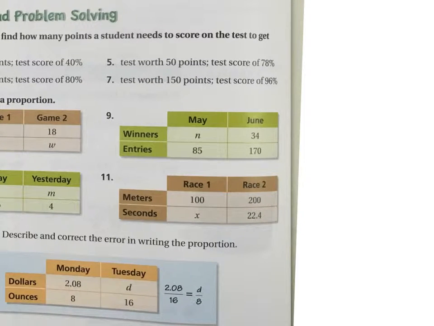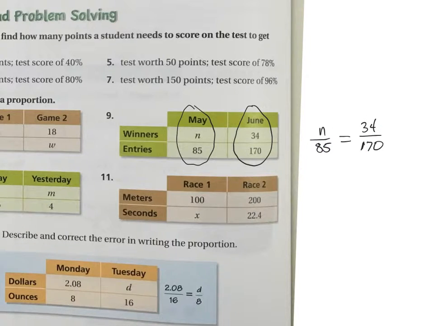All right, number 9. If you notice here, we have a proportion already set up for us. We can choose to use it one of two ways. We can compare it this way and make that a fraction that way, like this. N over 85, and is it equal to 34 over 170? All the questions we're asking here are, is this equal to that? That's what we're looking for. We're always looking to see if this is equal to that, or vice versa.